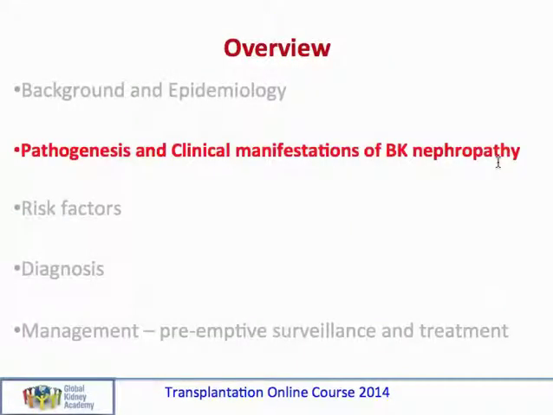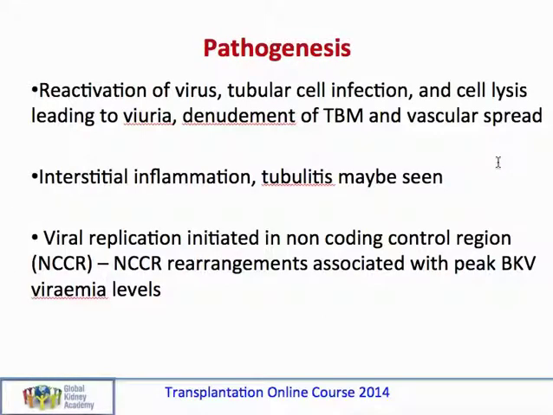Okay, so let's just talk a little bit about the pathogenesis and clinical manifestations of BK nephropathy. So you have the virus that's sitting latently in the renal tubules. With the administration of immunosuppression, you get reactivation of the virus, effectively causing tubular cell infection and damage, leading to cell lysis, and that will cause viruria. As you get denudement of the tubular basement membrane, you can get spread of the virus into the bloodstream, and therefore you'll see vascular BK viremia.